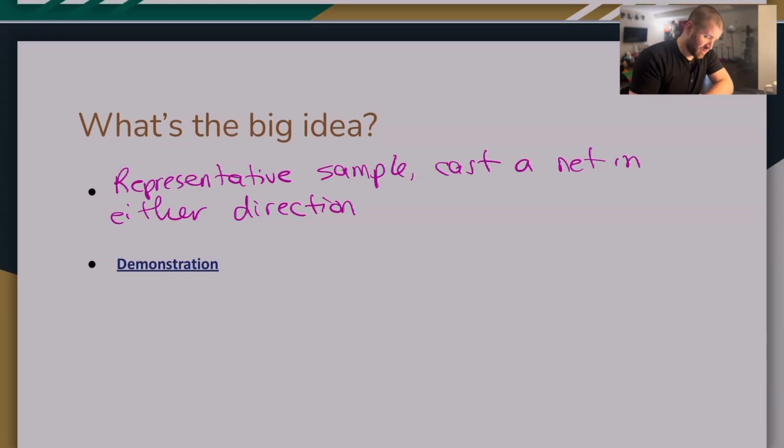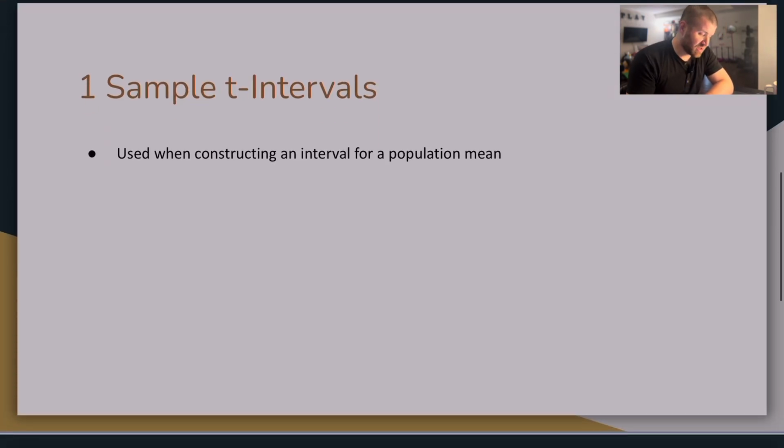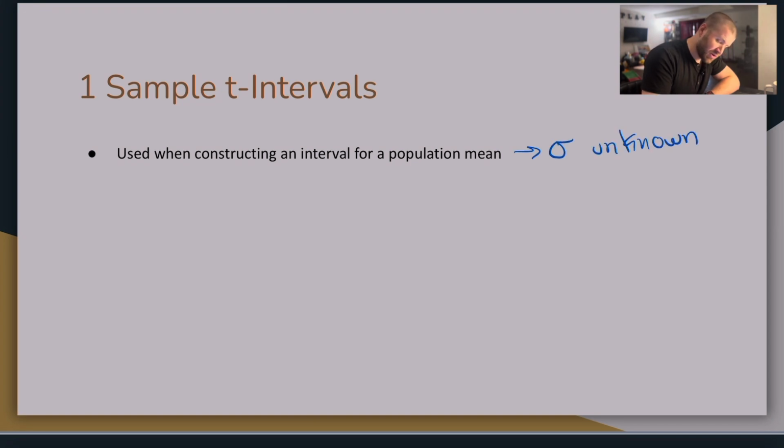So going back to here now, a one sample t-interval is used when we're trying to construct an interval for the population mean, and most importantly, when our standard deviation is unknown.